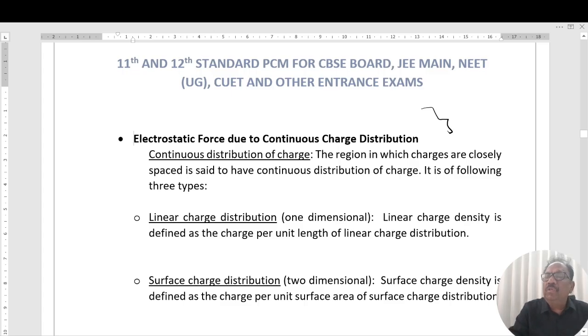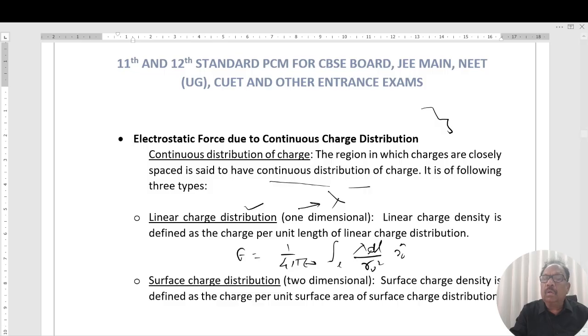The region in which charges are closely spaced is said to be a continuous distribution of charge. It is of the following types. Linear charge, represented by lambda. Linear charge density is defined as the charge per length of the linear charge distribution. In this case, force is given by 1 over 4 pi epsilon naught lambda dl upon r naught square r naught cap.